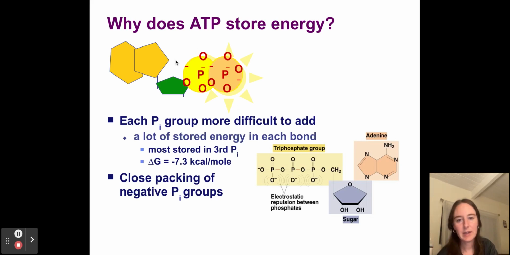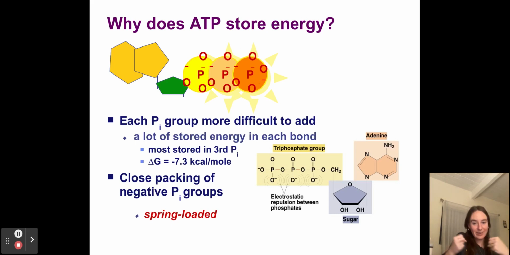So the first bond has some energy. Then the second bond, if you were to now bond 1, 2, and 3 phosphate groups, now you have 3 phosphate groups that have a ton of energy. They want to push against each other. And the most energy is stored in this third phosphate group. So the delta G, if you were to release that phosphate off, you would have an overall release of 7.3 kilocalories per mole. That's just a unit of Gibbs free energy, the amount of energy that gets released. Because these phosphate groups are so closely packed, it's kind of like a spring loaded. As soon as that gets released, there's so much energy that comes back.